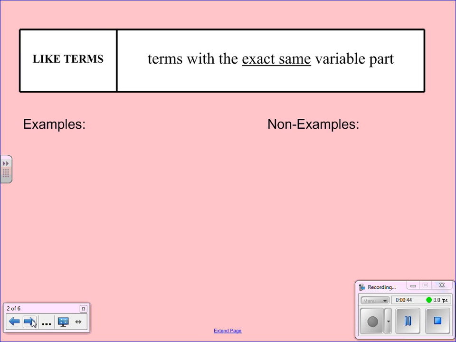The next term we want to understand is what exactly are like terms. This is defined as terms that have the exact same variable part. This can be a little bit tricky, so let's go through some examples and some non-examples. Some examples of like terms would be 2x and 5x, or 3x squared and 4x squared. Now, if you look at 2x and 3x squared, those would be non-examples of like terms. Even though they both have x's, they are not exactly the same. One has x to the first power, one has x to the second power.